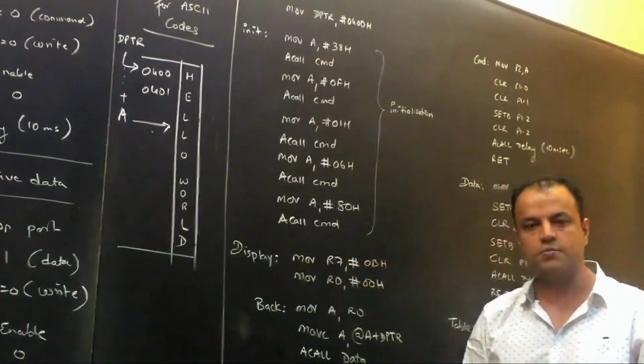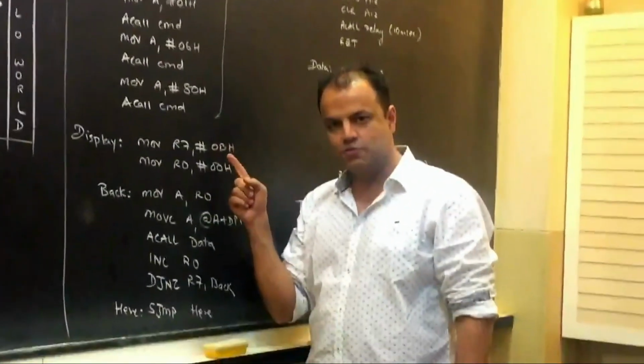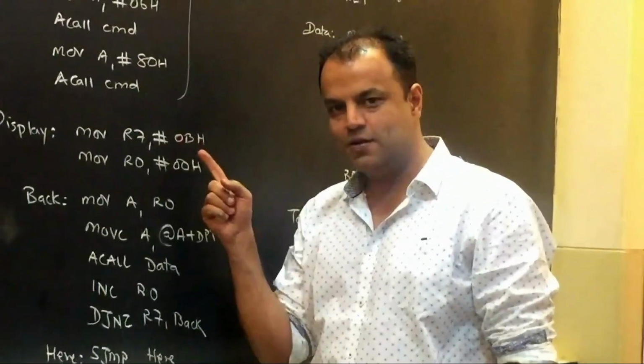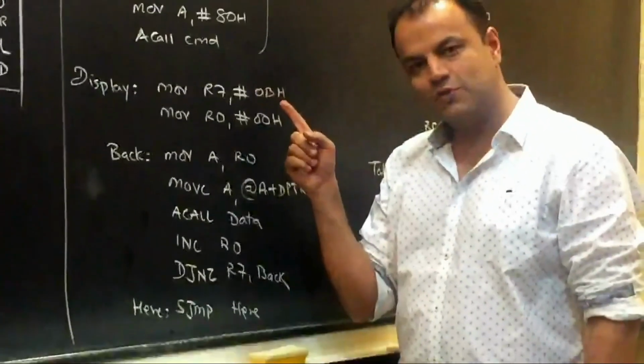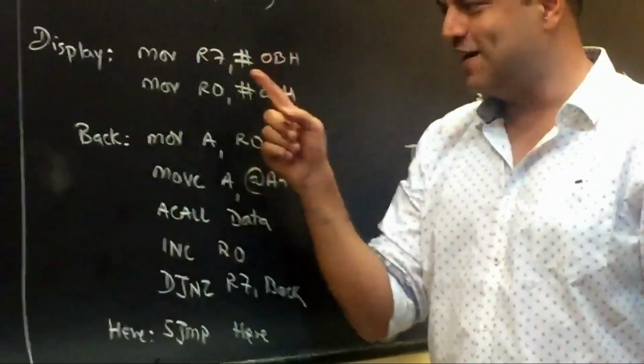So you're going to do it in a loop with a count of 11. 11 is B. So move R7 comma hash 0B. You're seeing this is written in pink color. I hope you can see the color. That's because this is the only thing that will change on the whole board no matter what you want to display. So move R7 comma hash 0B.